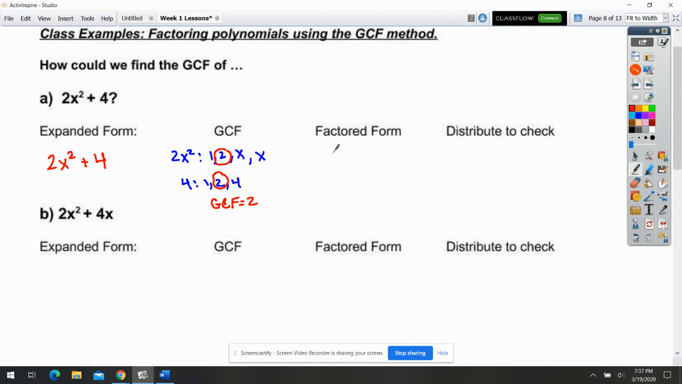So in order to factor, we divide our term by the GCF. We have 2x squared plus 4, and we're dividing by 2. So we put that 2, our GCF, on the outside of the parentheses, and on the inside let's put what we get once we divide. 2 divided by 2 is 1, so we're just left with 1x squared. And 4 divided by 2 is 2. So this would be our factored form.